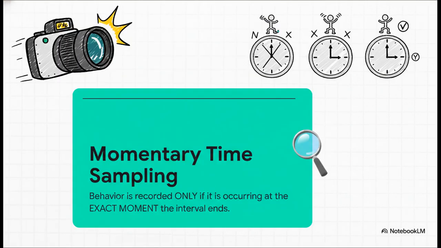And finally, we have momentary time sampling, or MTS. I like to think of this one as taking a quick snapshot. You only look up at the client at the precise moment your interval timer goes off. Is the behavior happening right then and there? Yes, you score it. No, you don't. Everything else that happened during that interval, totally irrelevant.